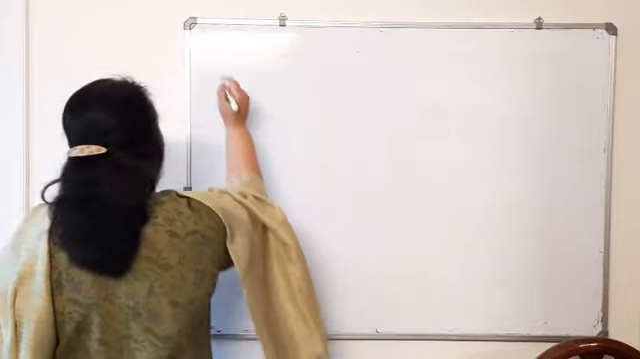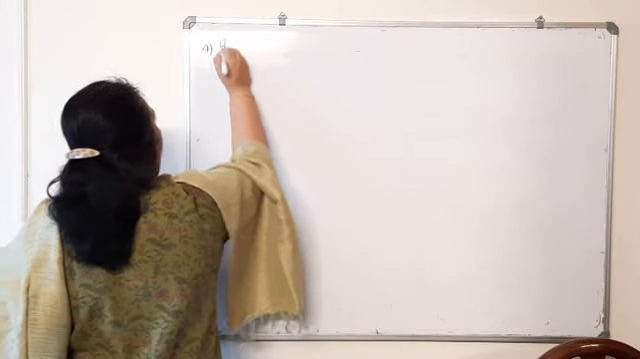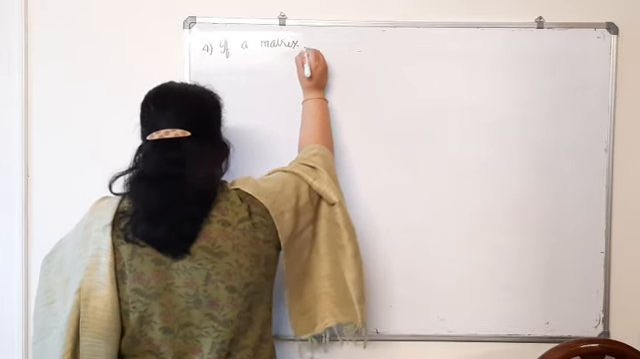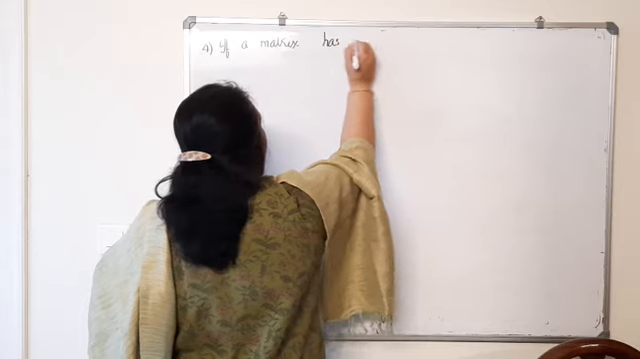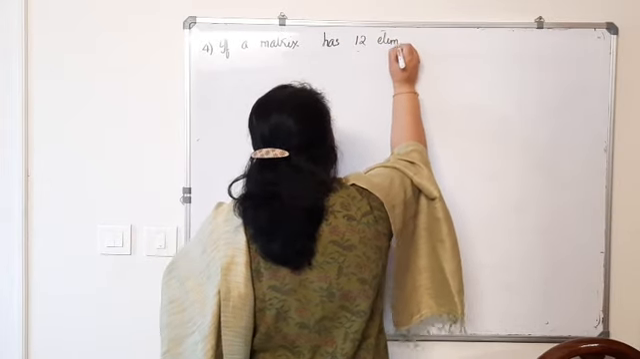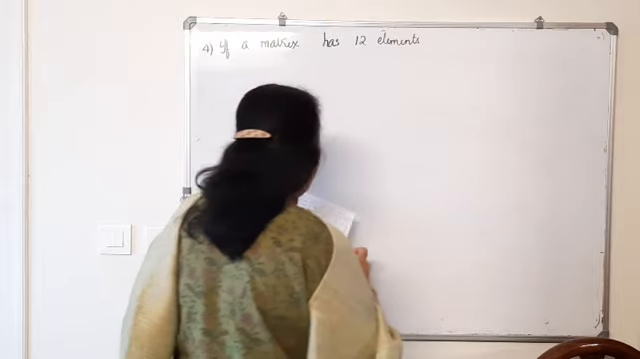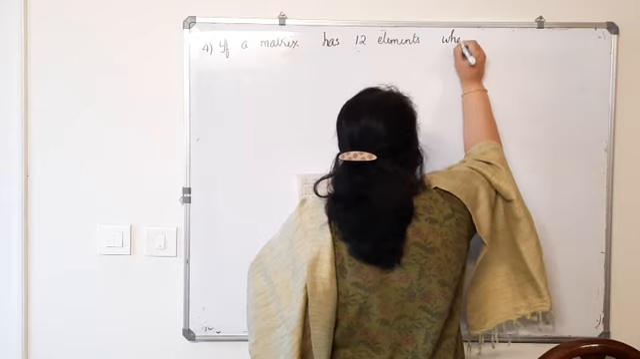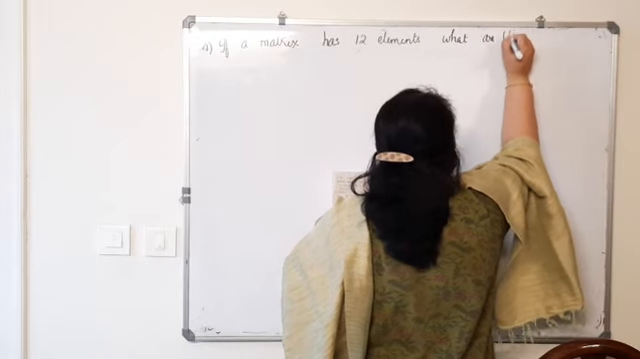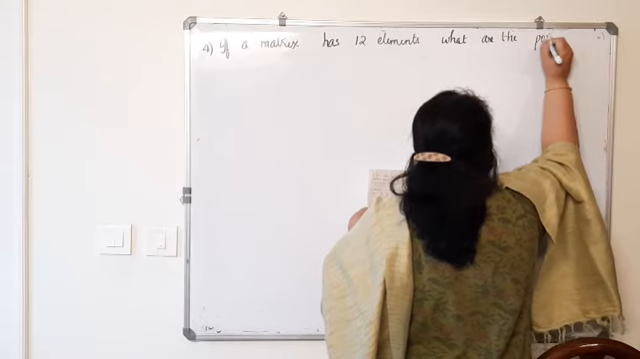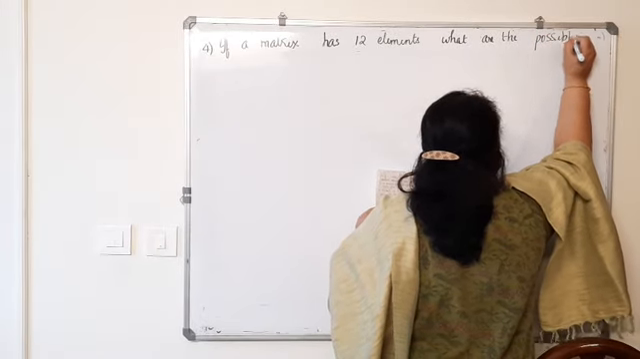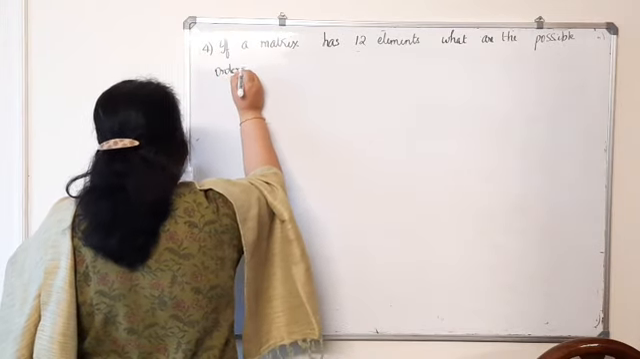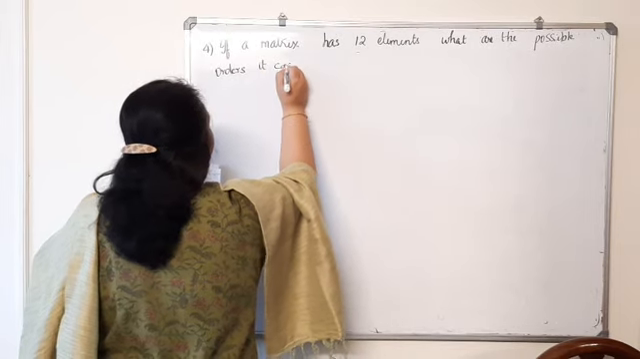Question number 4. If a matrix has 12 elements, what are the possible orders it can have? What are the possible orders it can have?